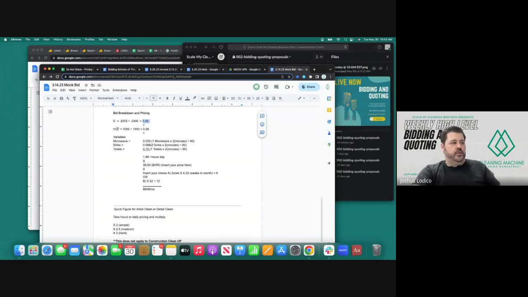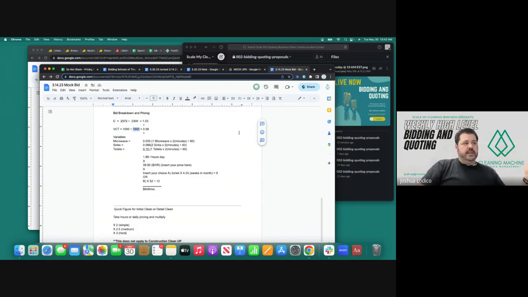The square footage for the vinyl tile is going to be figured out the same way, right? So our vinyl tile is 1,095 square feet. So the square footage of the tile divided by our production rate. In this case, we're going on our lower scale of our production rate for that because of the type of flooring that we're dealing with.